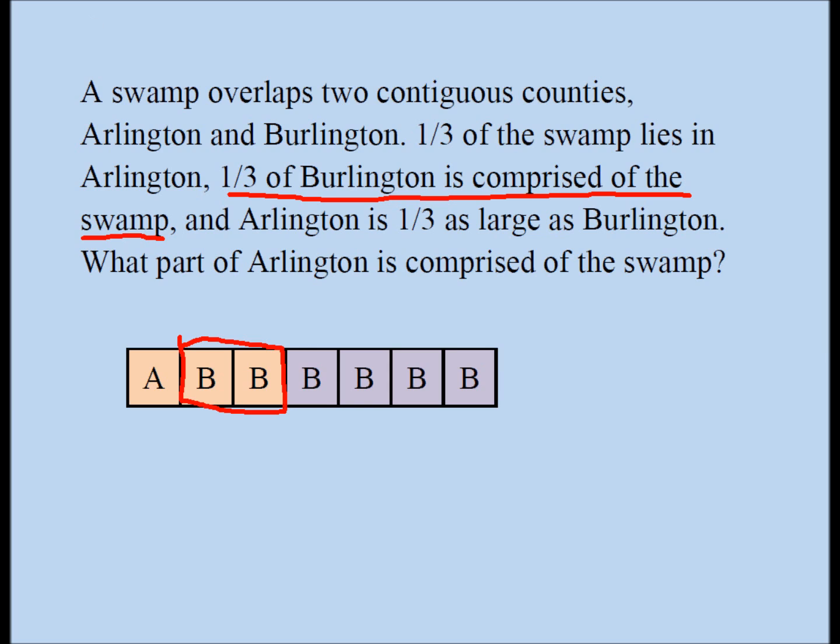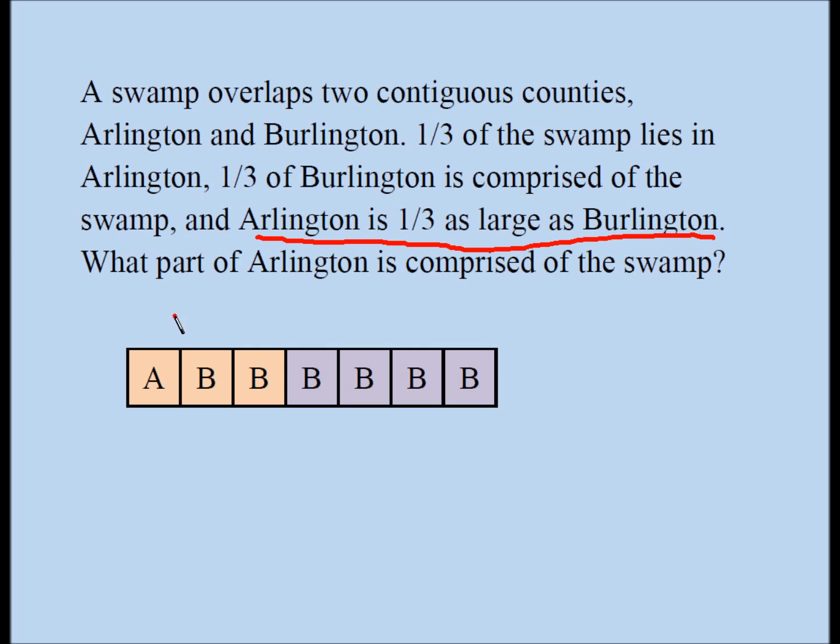So now I have Burlington. Burlington altogether will have to have 6 squares. 2 of them form the swamp. So that's the second one. The third line, Arlington is one-third as large as Burlington. So if Burlington has 6 squares, Arlington must have 2, because Arlington is one-third as large as Burlington.